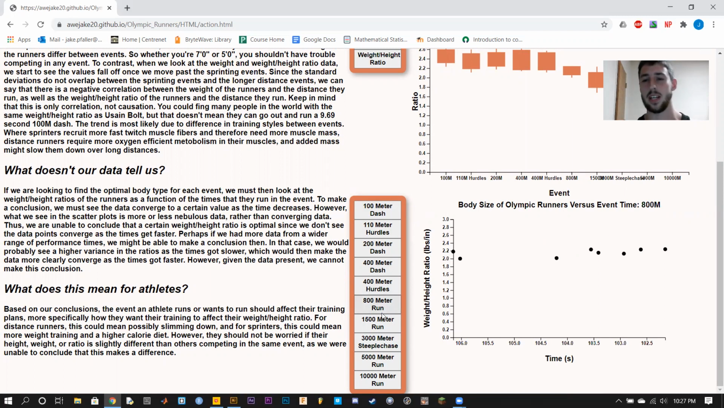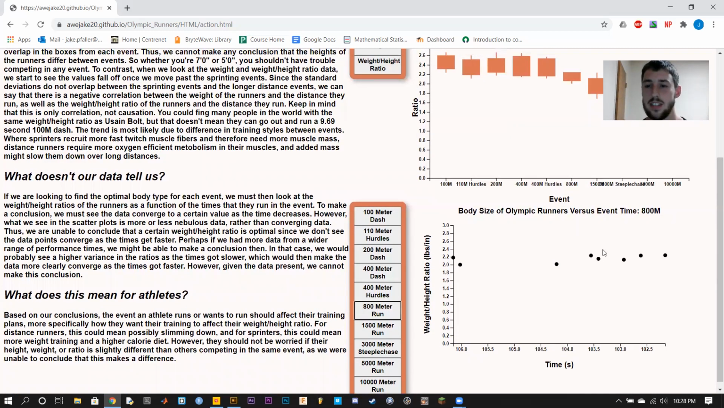However, if we had more data, that might change, because if we had a larger range of times, like high school runners and collegiate runners included, we would probably see the more variation that we were looking for, and then it starts to converge to the more optimal ratio as we get down to the Olympic times, because right now we're only working with a small data set of 8 people per event, and that doesn't really allow us to make the conclusion that we're trying to make.